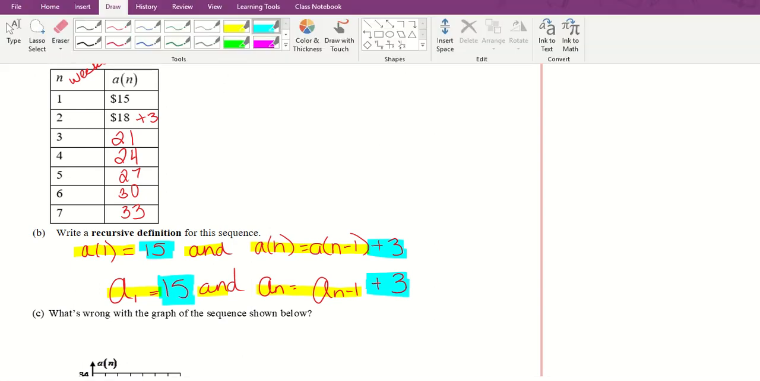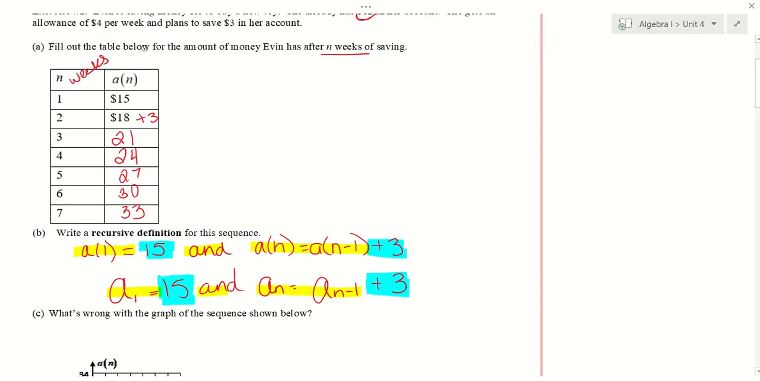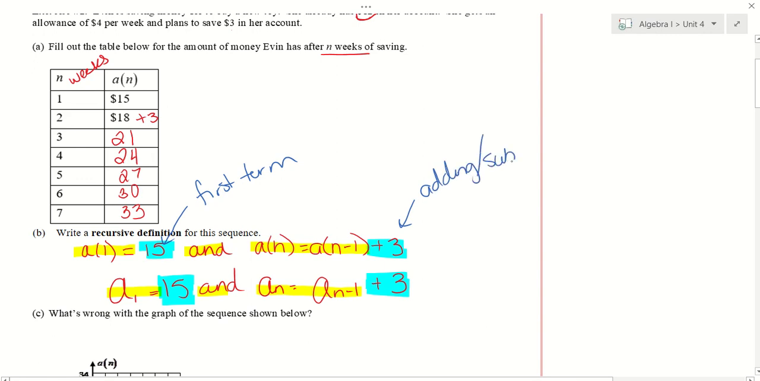And where do those come from? They come from, I'm going to draw a little arrow, the first term and what you're adding or subtracting by. So that's all you have to know to write these formulas. This is what we have a hard time remembering. What does it look like so that I can write it?